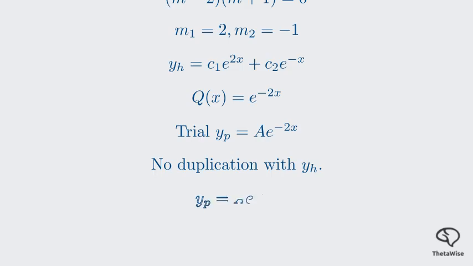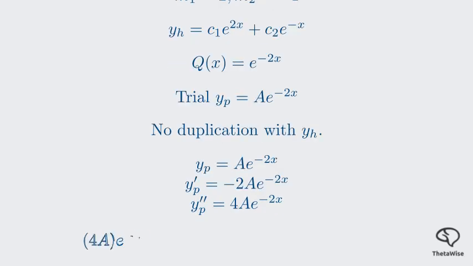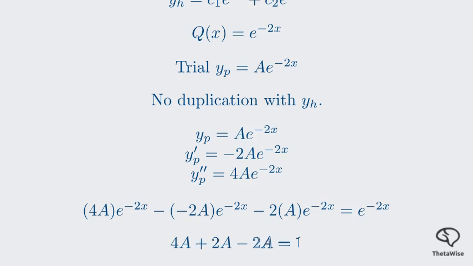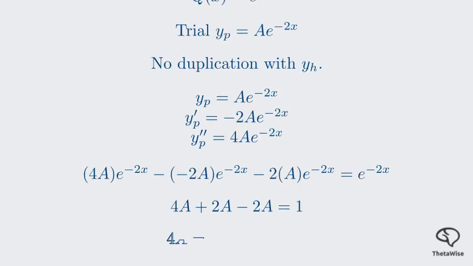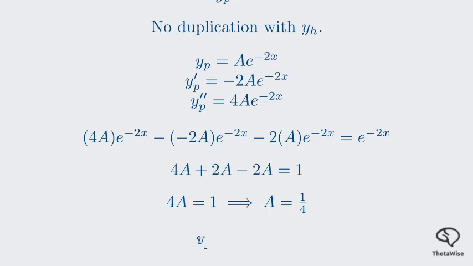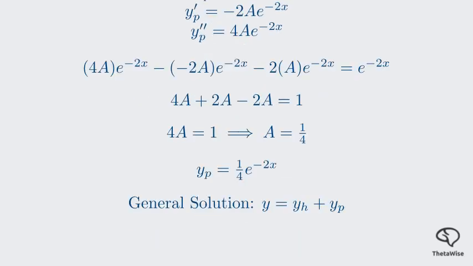The derivatives are y_p prime equals negative 2A e to the negative 2x, and y_p double prime equals 4A e to the negative 2x. Substituting these into the original equation, we get (4A plus 2A minus 2A) times e to the negative 2x equals 1 times e to the negative 2x. This simplifies to 4A equals 1, so A equals 1/4. Our particular solution is y_p equals 1/4 e to the negative 2x. Combining the parts, the general solution is y equals c1 e to the 2x plus c2 e to the negative x, plus 1/4 e to the negative 2x.